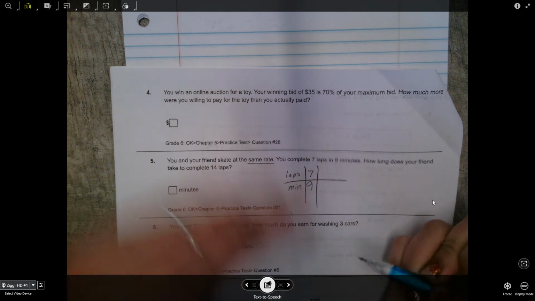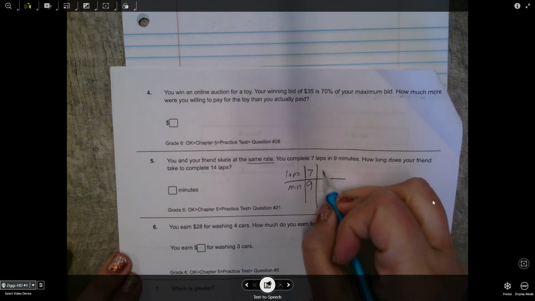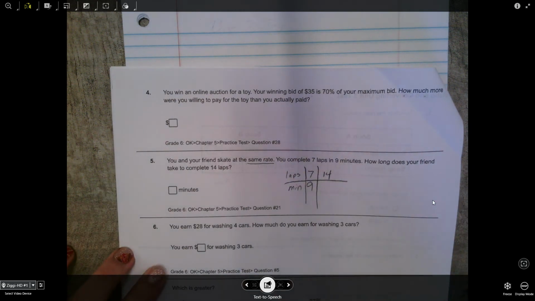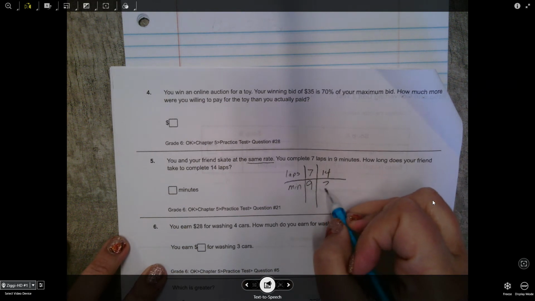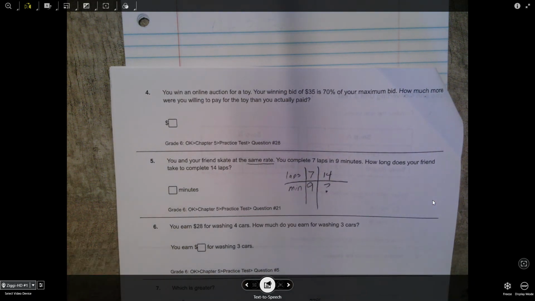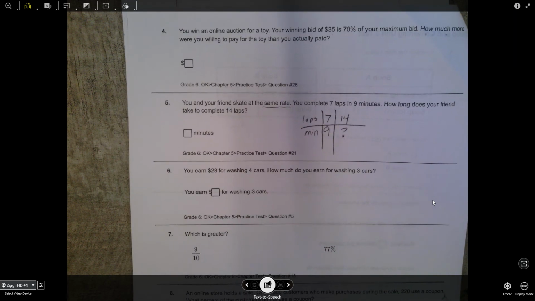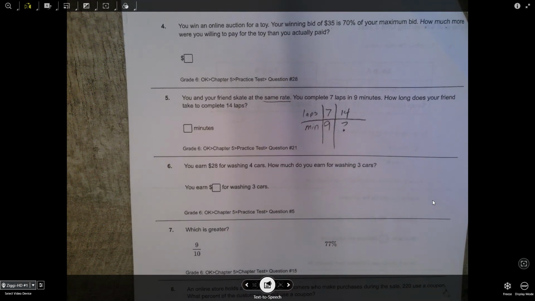How long does your friend take to complete 14 laps? So you would complete the table. Okay. You earn $28 for washing 4 cars. How much do you earn for washing 3 cars? Make a table. Which is greater, 9/10 or 77%? You're going to have to do your conversions and then see which one's bigger.